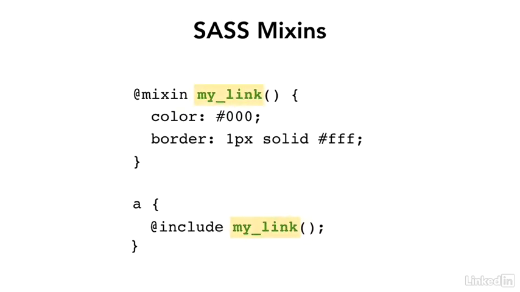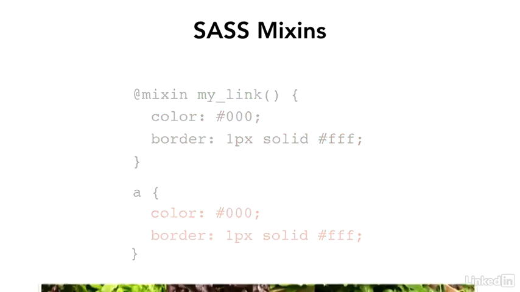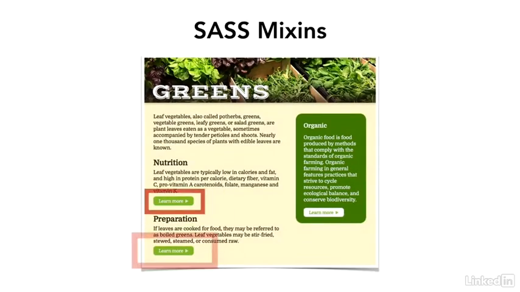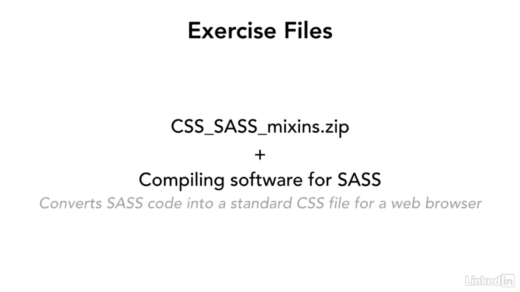Mixins work a lot like functions in languages like JavaScript and PHP and many others. They allow us to define some CSS properties and then reuse those properties for any number of other CSS rules in our document. Now, if you'd like to follow along with me, download the exercise files and make sure to have a compiling tool running as well, so your SASS file will be converted into CSS.